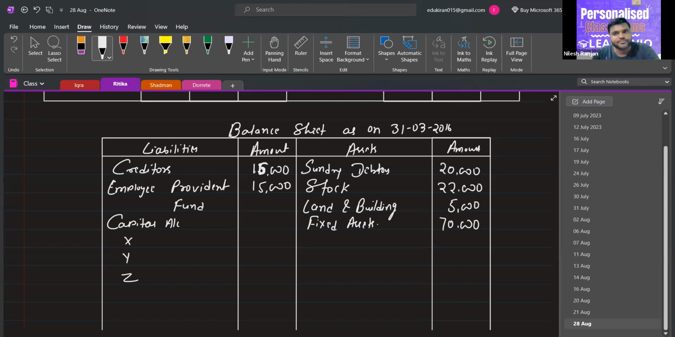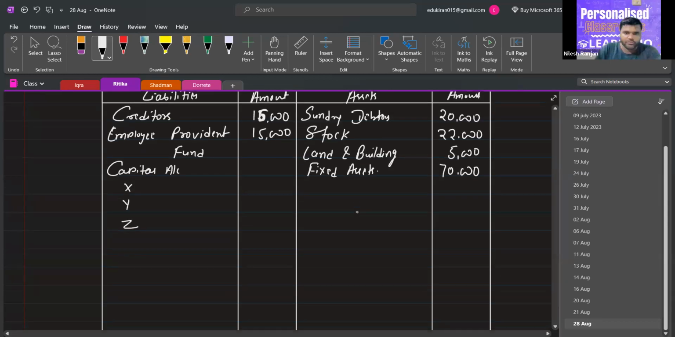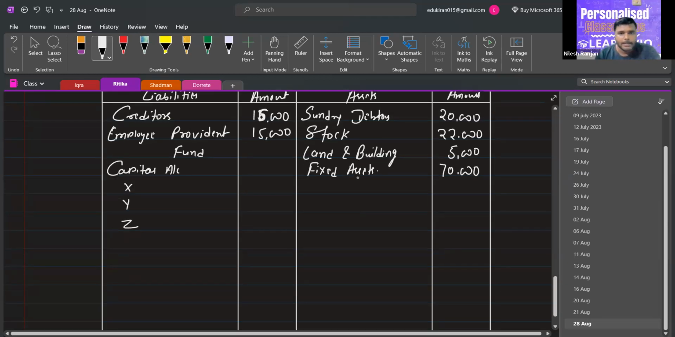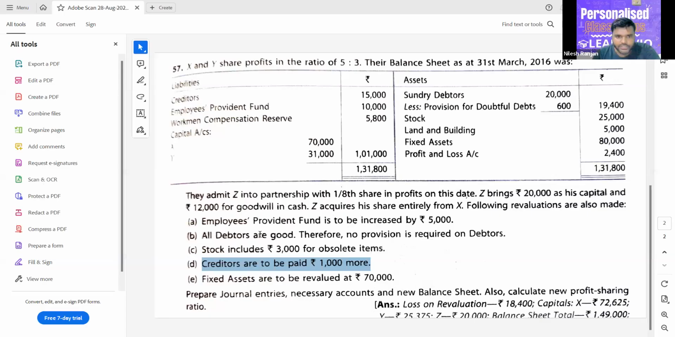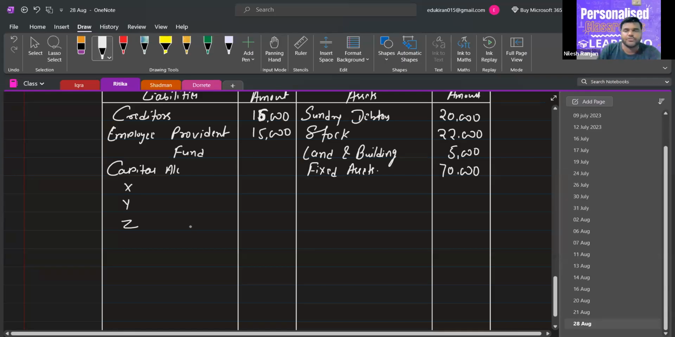So our revaluation is done. There is no other. Provident fund is done, debtors, stock, creditors. But there is one more item that we have to write in the balance sheet. Can you tell me which is that item?